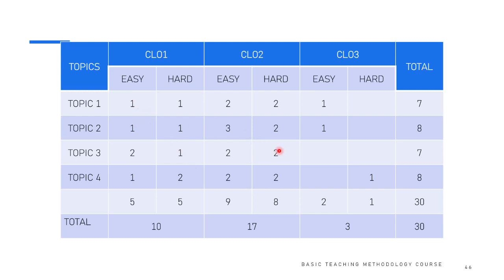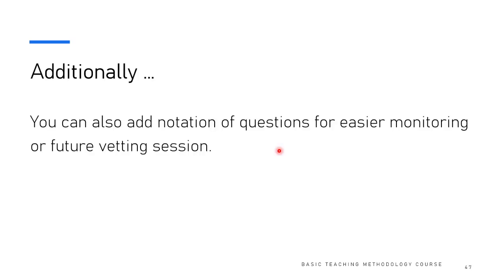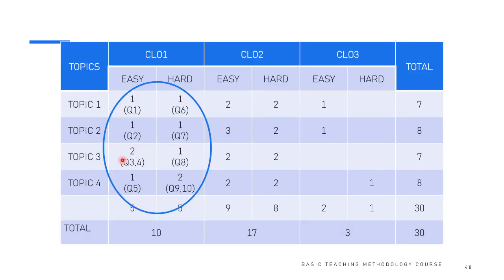And in the next one, you can also add notation of questions for easier monitoring or for future vetting session. Like for example here, this is 1 mark there, and then I put an indication that this one reflects question number 1. So this is to be viewed together with the question paper. During vetting session, for example, sometimes it can help with cross-checking.